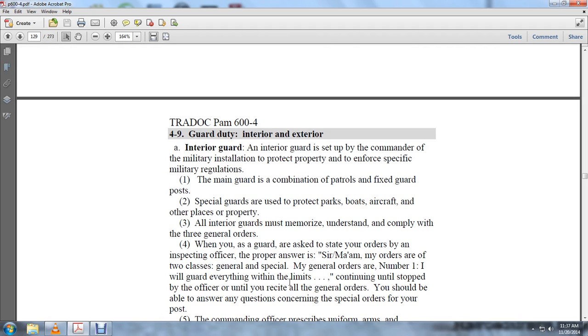All interior guards must memorize, understand, and comply with the three general orders. When you are on guard, you may be asked to state your orders and may be inspected by an officer. The proper answer is: Sir, ma'am, my orders are of two classes, general and special. My general orders are: number 1, I will guard everything within the limits of my post. Continue until stopped by the officer, until you recite all the general orders. You should also be able to answer any questions concerning the special orders for your post.